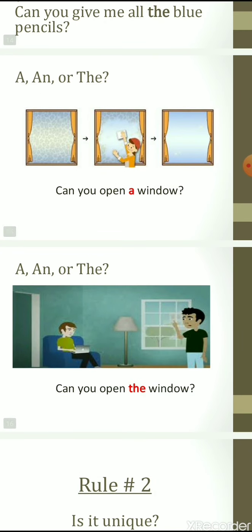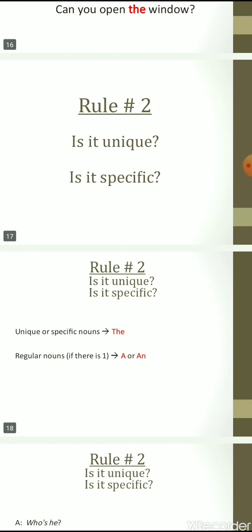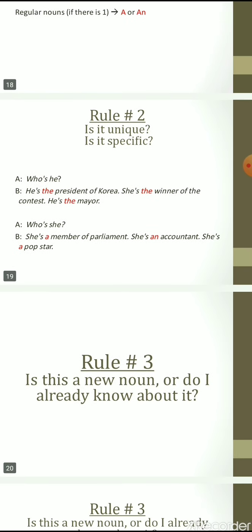Another example. Can you open a window? Now this girl is talking about any of the three windows. Can you open the window? Means the person is clear about which window is supposed to be opened. Rule 2. You have to check if the thing is unique. Is it specific? So unique or specific nouns will carry the, and regular nouns, those which are one, will carry a or an.